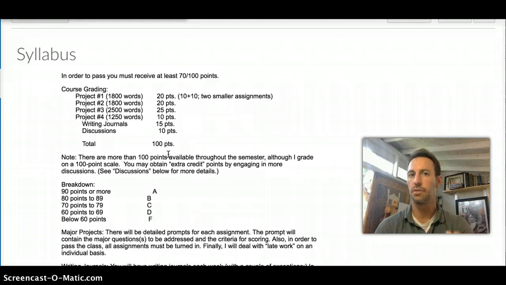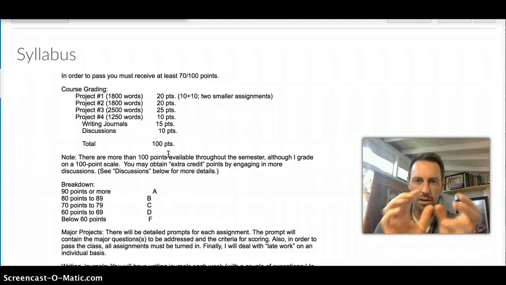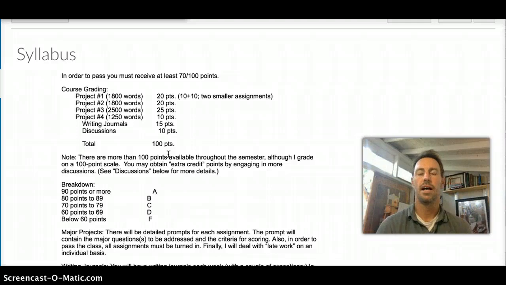And then we have the discussion boards, and the interesting thing about the discussion boards is that they equal 10 points overall, although I give you the opportunity to get more than 10 points on the discussion boards. So there's some extra credit built into the discussion boards, and I'll address that a little later as we get into our first discussion. So 100 points, 75 points for the major assignments, 15 points for those writing journals, and 10 points plus extra credit for the discussion boards. Again, I'm trying to make everything as clear-cut and straightforward as possible.